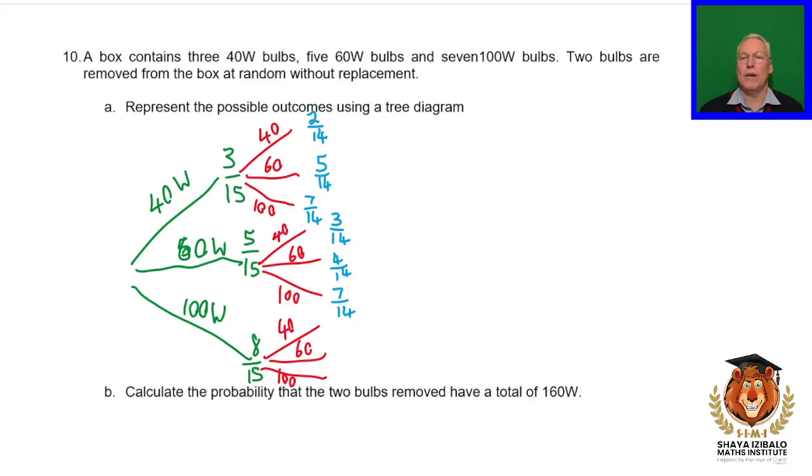Right, if we got a 100-watt globe the first time, then there are still 3 40-watt globes. There are still 5 60-watt globes, so 3 plus 5, that's 8. But there are only 6 100-watt globes left, and I apologize that I'm running out of space here. All right, so there's our tree diagram. I don't believe for part A we need to actually multiply down the branches.